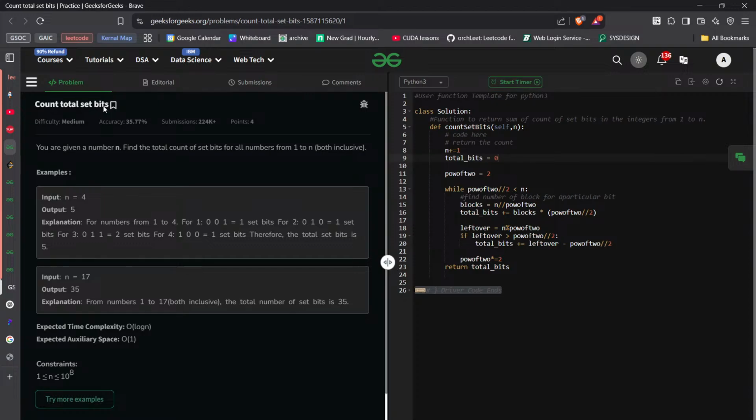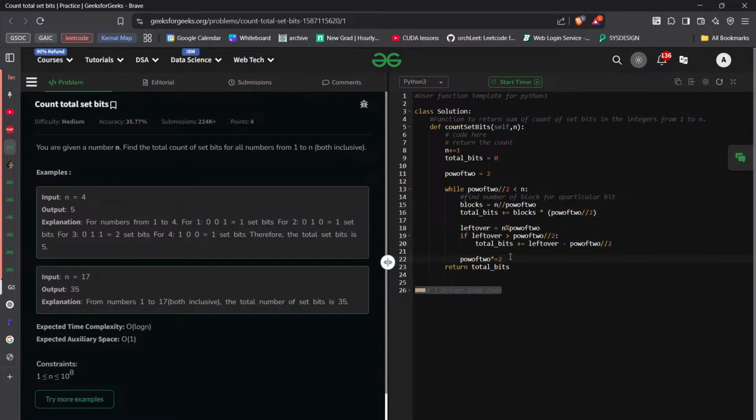Revising. Let's go through this once again. For every bit we are calculating how many total blocks are there. How are we calculating that? Total blocks will be n divided by the power of 2. Then we'll multiply the total blocks by power of 2 divided by 2. And leftovers will be n modulo power of 2, and if leftover is greater than this, then this will be added to total bits.